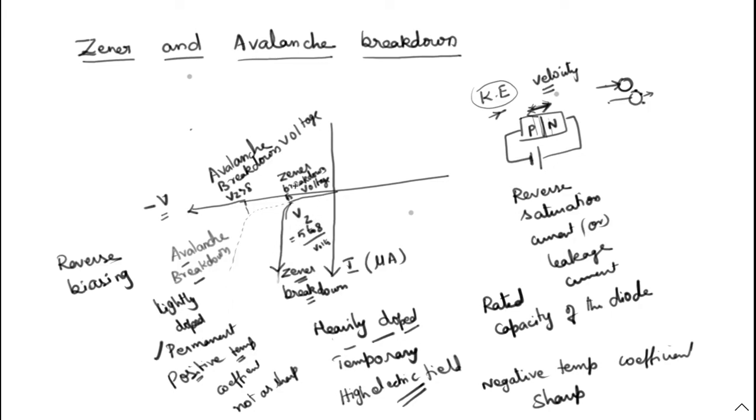Zener breakdown occurs due to the high electric field, whereas avalanche breakdown occurs due to the collision of free electrons with the atoms. The Zener breakdown is the temporary breakdown. If you remove the reverse voltage, the PN junction will regain its function. But the avalanche breakdown is the permanent breakdown, so it will totally damage the PN junction. This is the difference between Zener and avalanche breakdown.